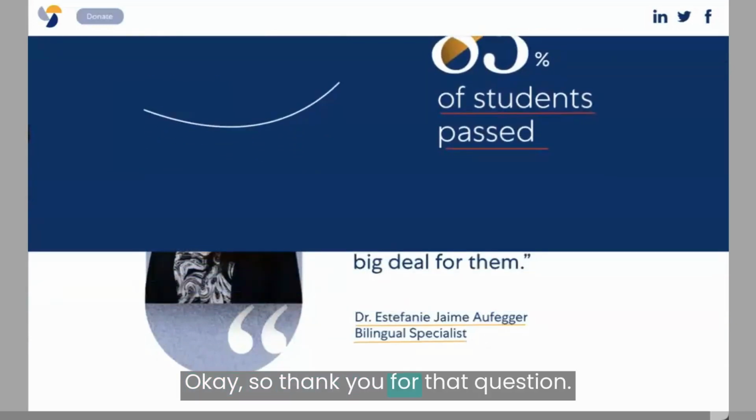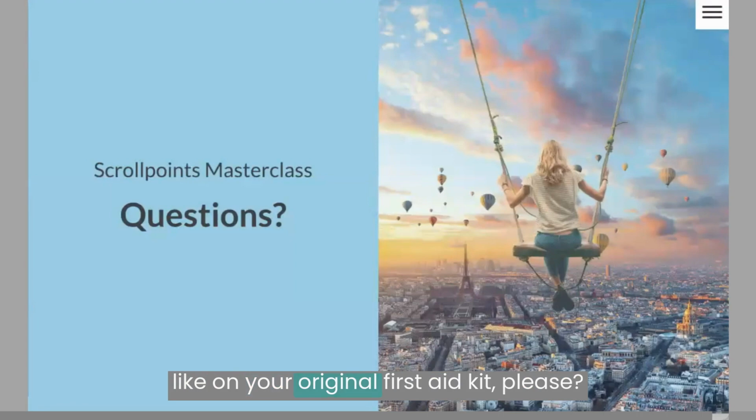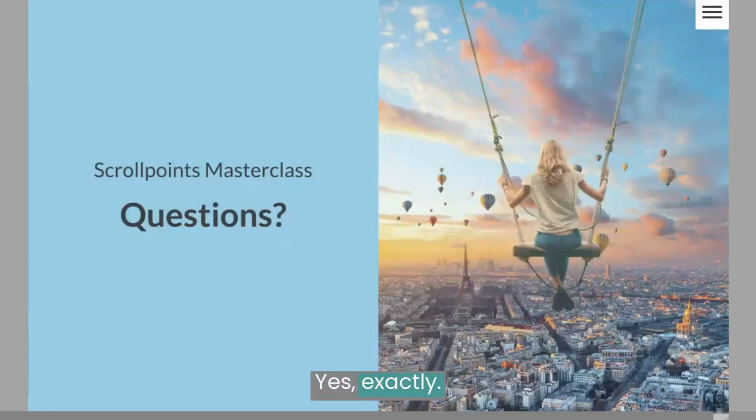Okay, so thank you for that question. There's another question here as well. How do you do the double surround like on your original first aid kit? Do you create two separate boxes? Yes, exactly. You create two separate boxes.